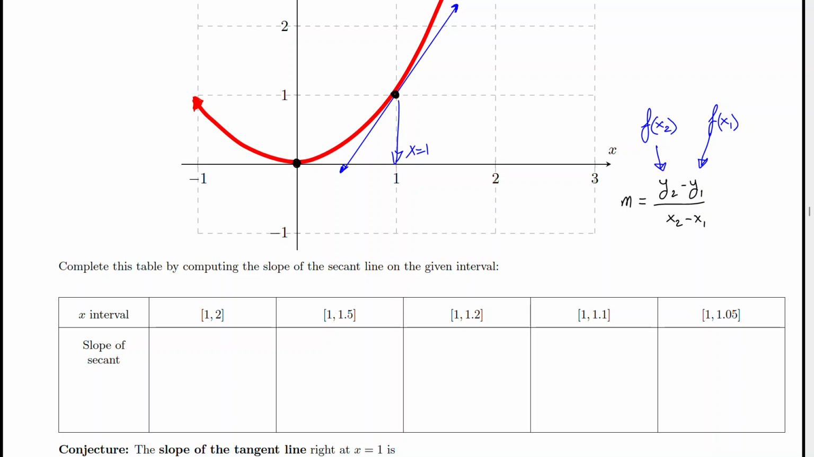And the x2 and the x1 are going to be these numbers over here. So x1 in this case is going to be 1, and x2 in this problem is going to be 2. Then we'll do this again with x1 being 1 and x2 being 1.5.